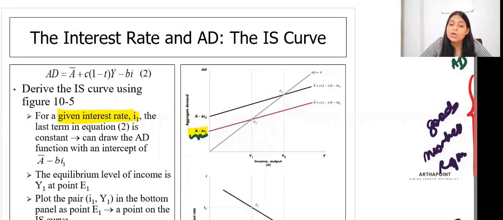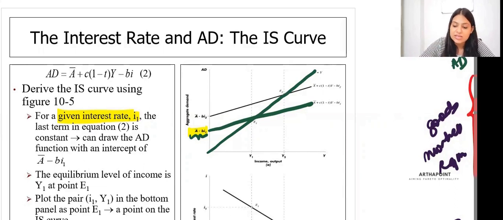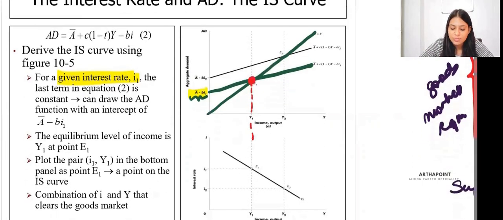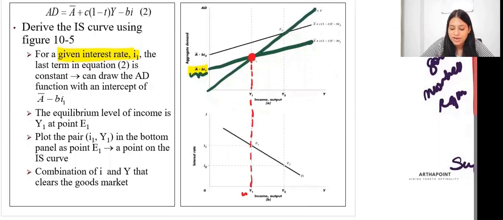Suppose I is equal to I1. Then the intercept will be A bar minus bi1. This is my 45-degree line, and wherever the intercept meets the 45-degree line, that is my point of equilibrium. So this is my equilibrium. I am just taking this equilibrium down and saying this is my equilibrium level of income, Y1, and this is for the interest rate I1.